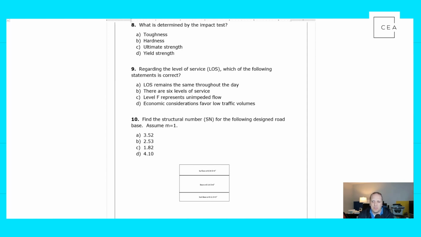So I feel like this is something you probably would have to look up or see before, but the answer here is that there are 6 levels of service as part of this answer. And so the answer here is B. The other statements are not true. So there are 6 levels of service is the only answer that is true as part of this.